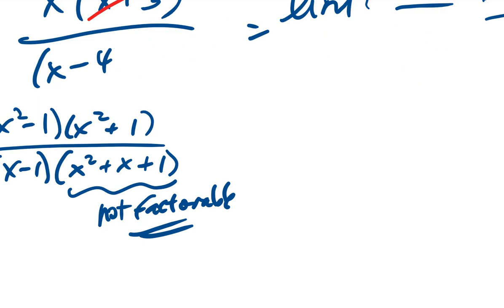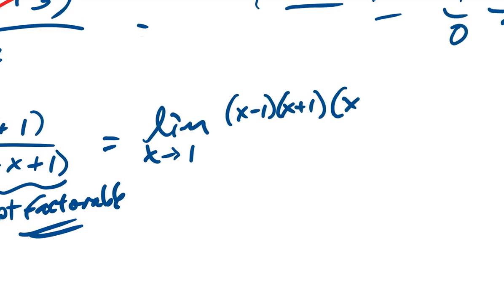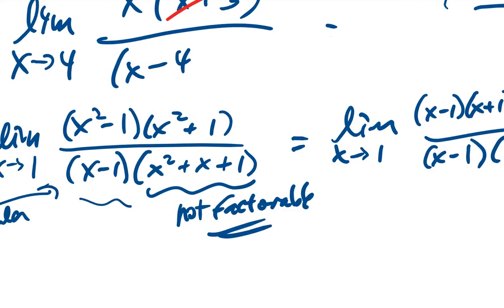Let me get rid of these guys. We got limit as x goes to 1. The top one factors into x minus 1, x plus 1, and then the x squared plus 1 doesn't factor. And we get x minus 1, x squared plus x plus 1. The way this factors, there's a word they use, SOAP. Same, opposite, always positive. Maybe that will jog your memory on how to factor the difference of two cubes.